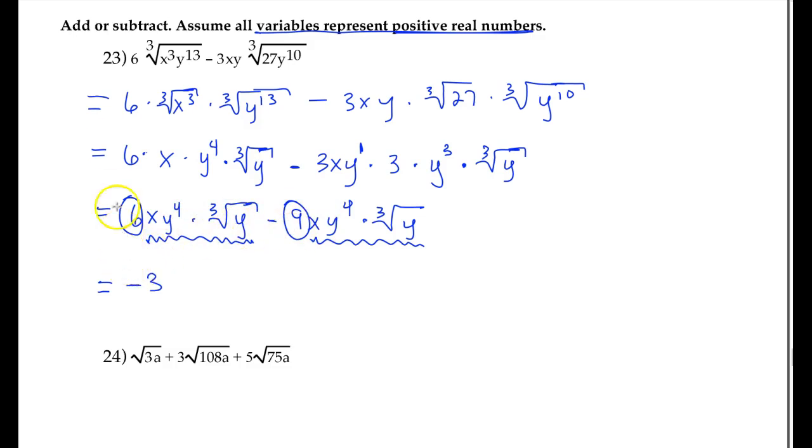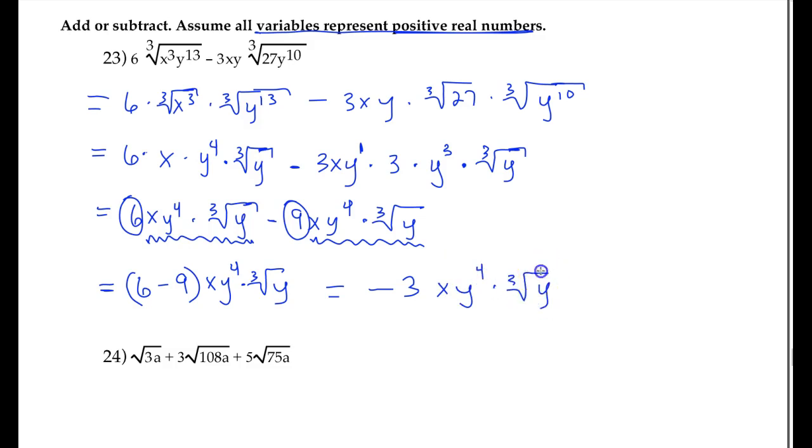Okay, and so if you don't like the way that I did that, then another way that we can think about it is like this. We have 6 minus 9, and we'll pull out the greatest common factor of x, y raised to the 4th times cube root of y here. And we know that 6 minus 9 is a -3. That's another way of looking at it. So either way, this ends up being your final answer for number 23.